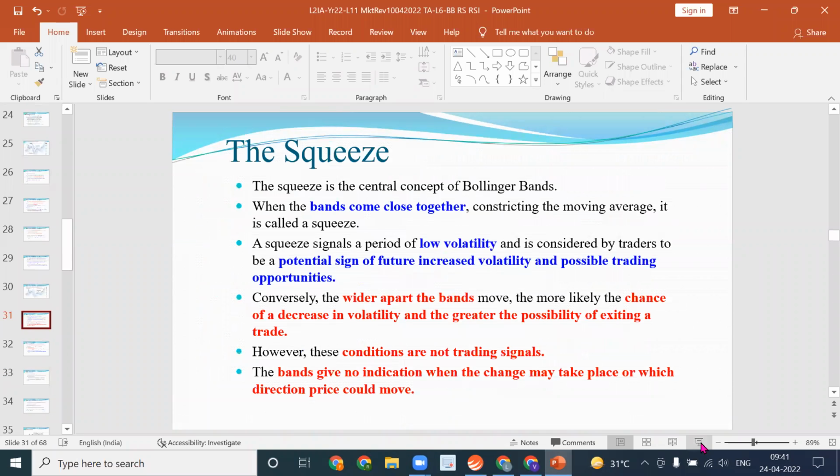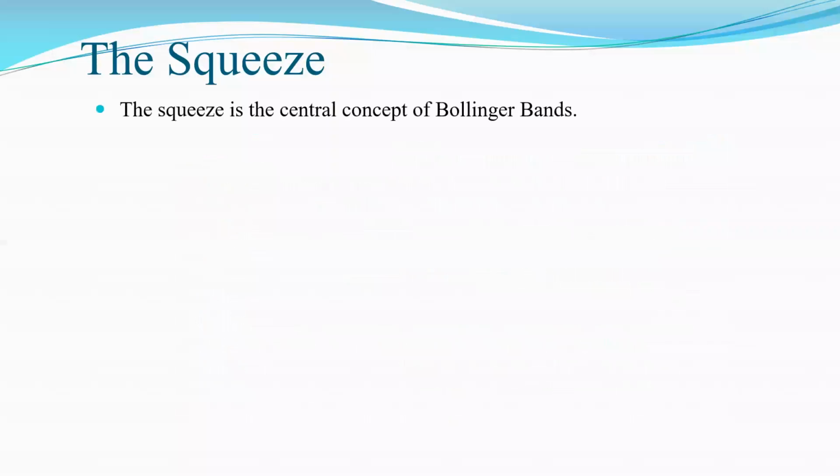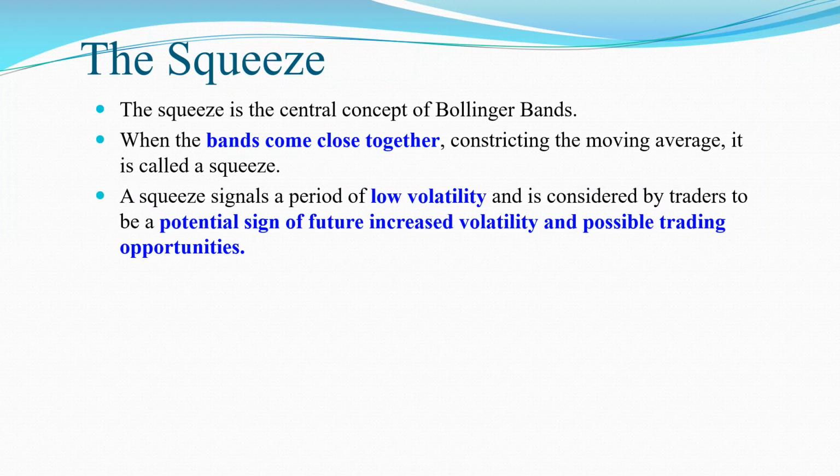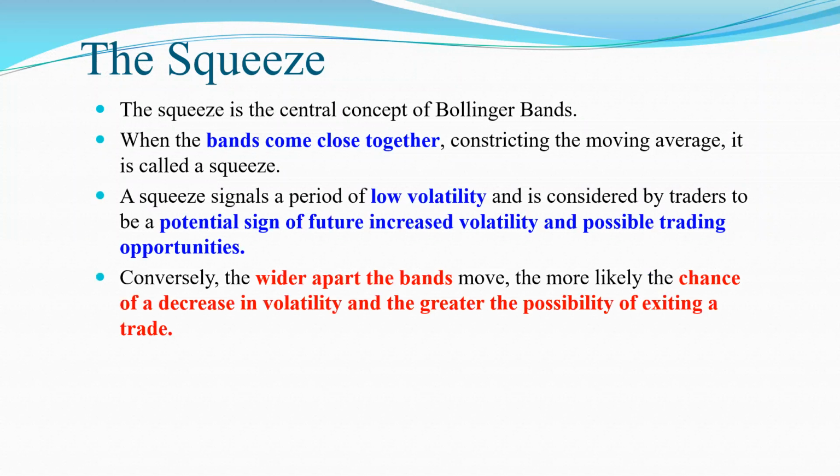Now there is something called a squeeze. The Bollinger Bands will come very close to each other. That is the squeeze. It will come near the moving average level. Squeeze means low volatility, a potential sign that it will start moving. The band will become bigger, but it doesn't tell me whether it will be positive or negative. It doesn't tell me whether the stock will go up or down. This is not a condition for trading.